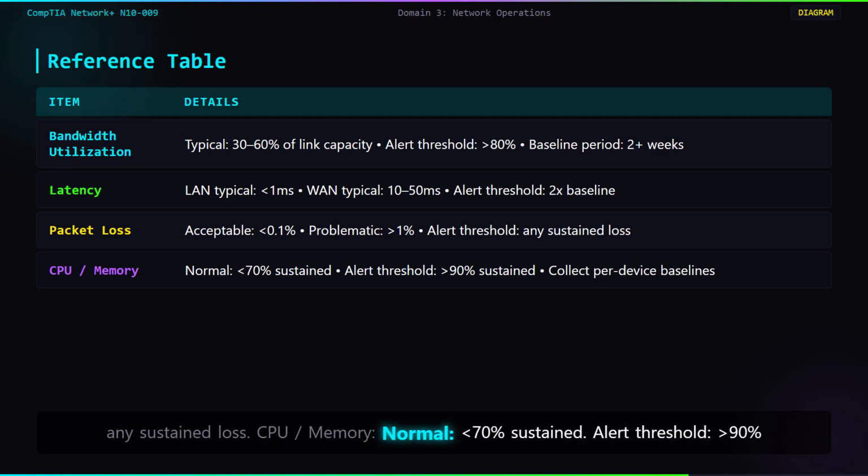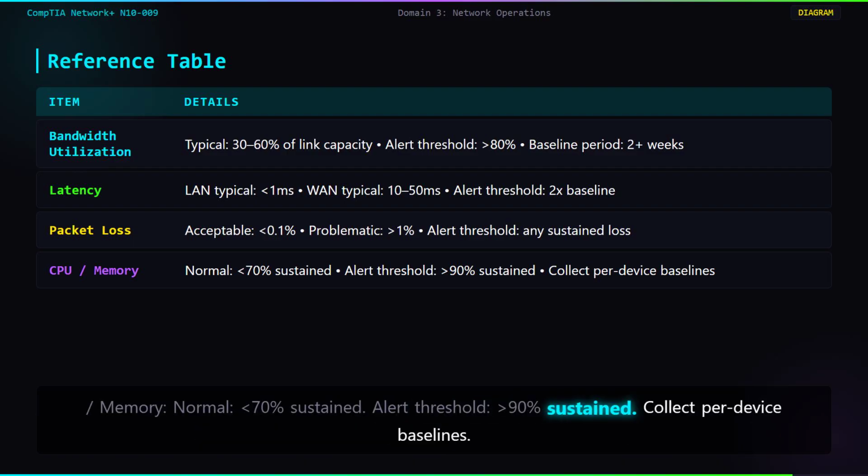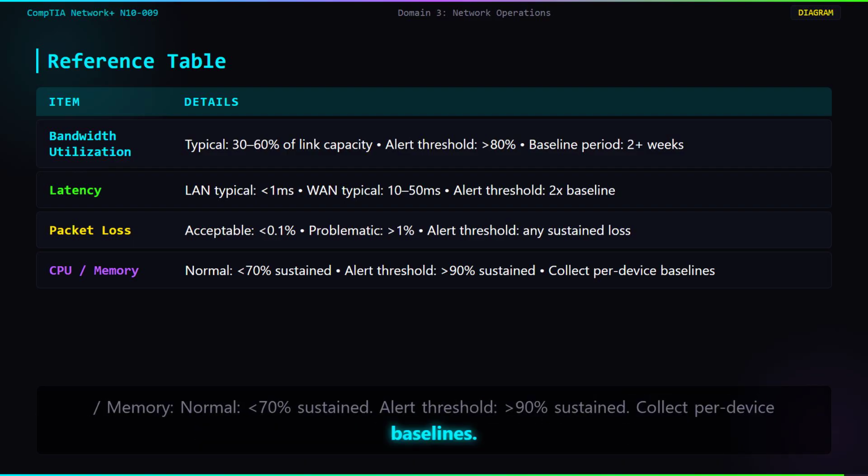CPU and memory: normal below 70% sustained. Alert threshold 90% sustained. Collect per device baselines.